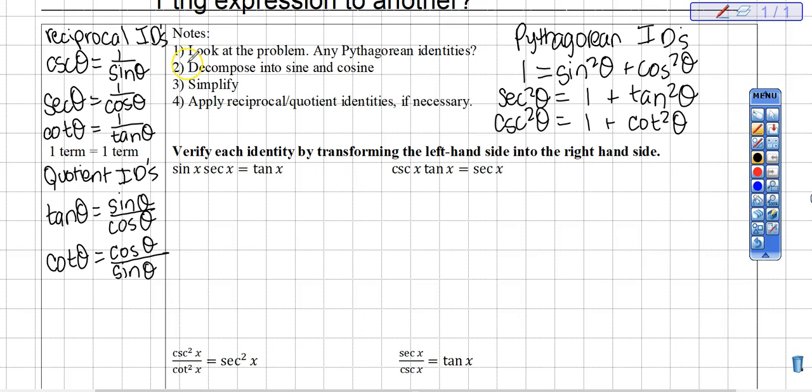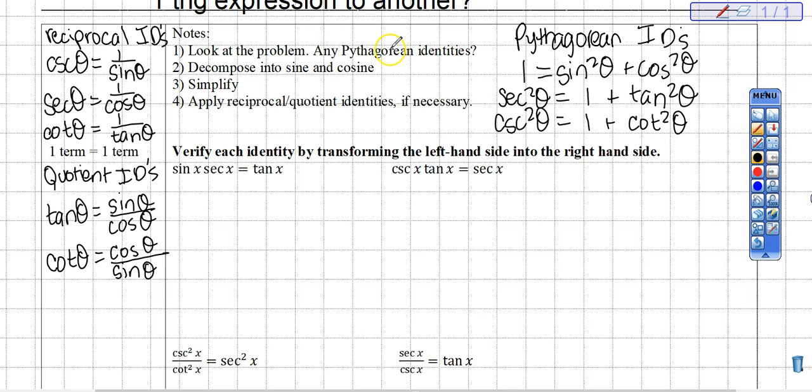First, step 1 is an option. I like step 1. I like to look at the problem first to see if I can simplify it before I decompose it into sine and cosine. But you don't have to. You can go straight into decomposing every single time. But I like to simplify things as soon as I possibly can.